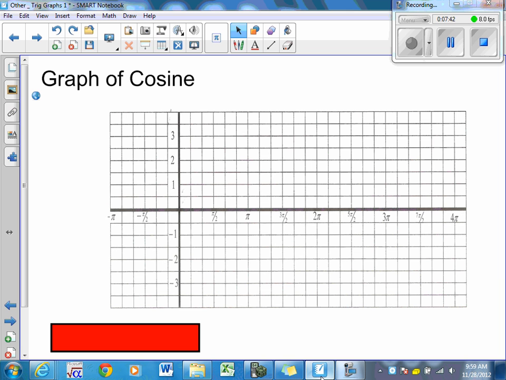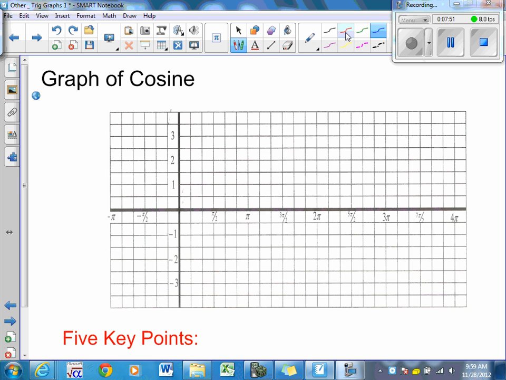So with cosine there are 5 key points. The 5 points that you need to remember on cosine is it starts at 1, at pi over 2 it's at 0, at pi it's at negative 1, 3 pi over 2 it's at 0, and 2 pi it's at 1. And once again, you could do square root of 3 over 2, 1/2, negative 1/2, negative square root of 3 over 2, negative square root of 3 over 2, 1/2, 1/2, square root of 3 over 2, to get your nice curve. But the points I'm really interested in are those 5 key points.